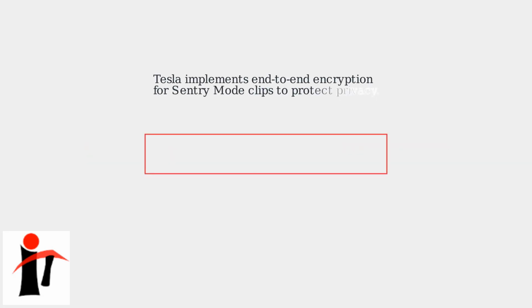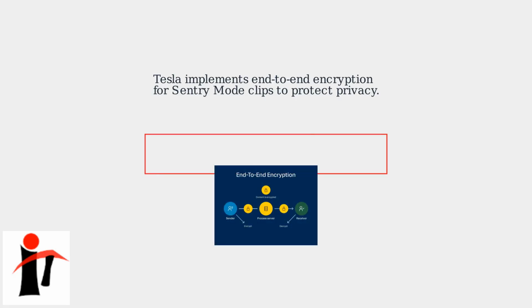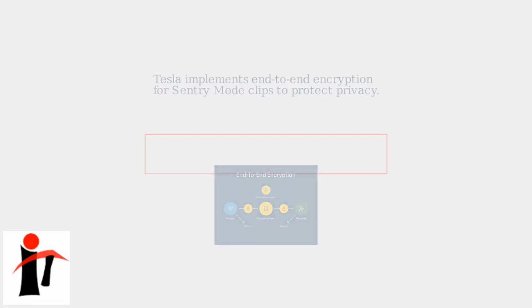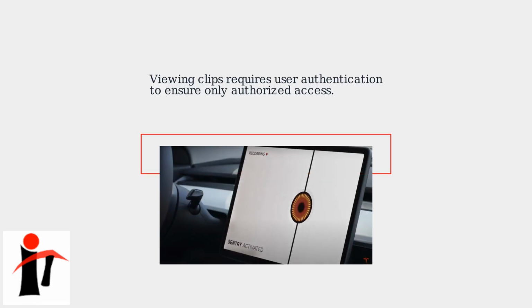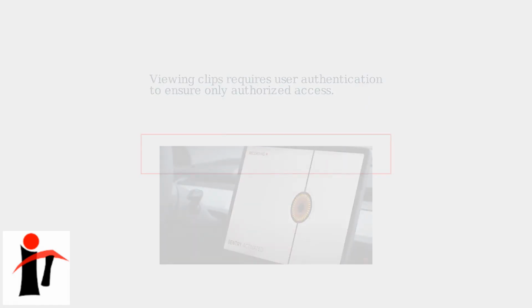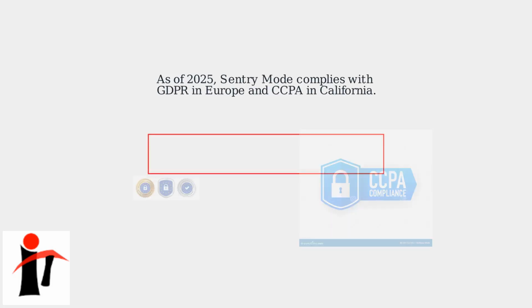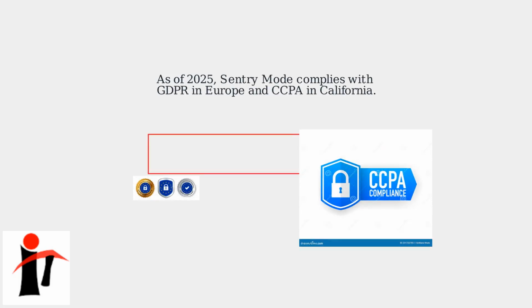Tesla has implemented end-to-end encryption for Sentry mode clips to protect user privacy. This ensures that footage is secure from the moment it's recorded until it's viewed only by authorized users. Accessing these encrypted clips requires user authentication, such as entering a PIN or using biometric verification on the touchscreen or mobile app.